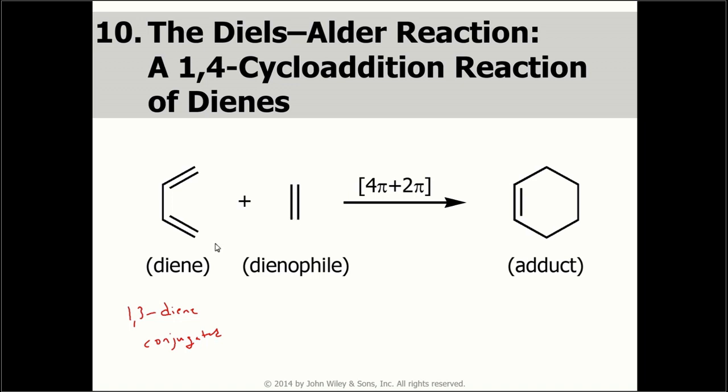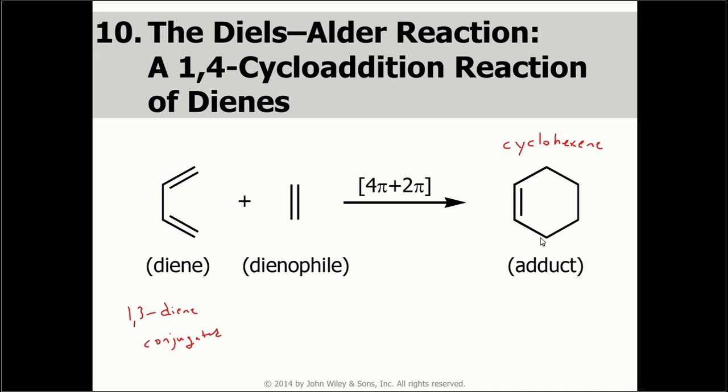The reaction of a diene and a dienophile will yield what we call an adduct. The adduct will always have this cyclohexene ring. So notice this is cyclohexene. Now as we add more and more substituents to the diene or the dienophile, the structure of this adduct is going to become more and more complex.